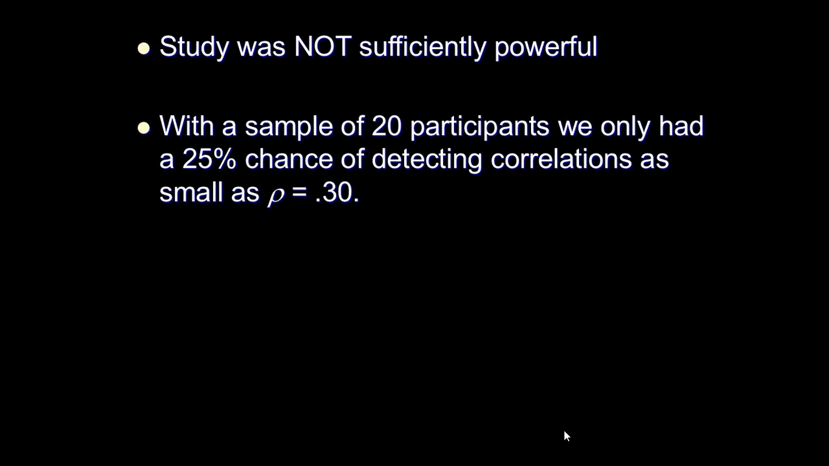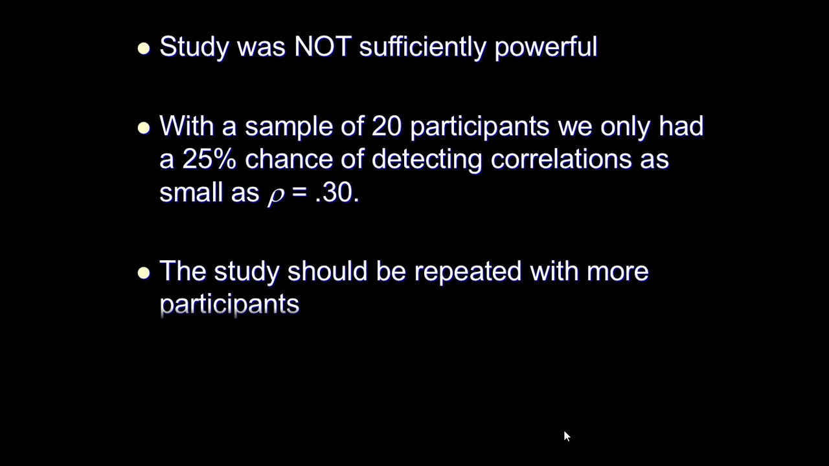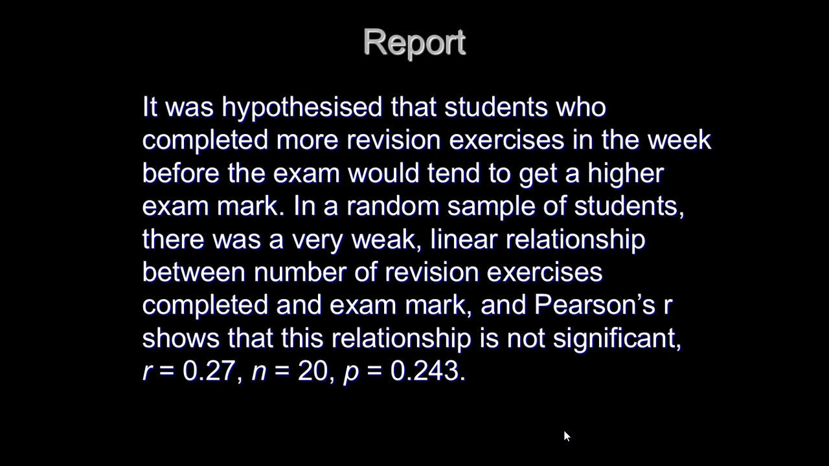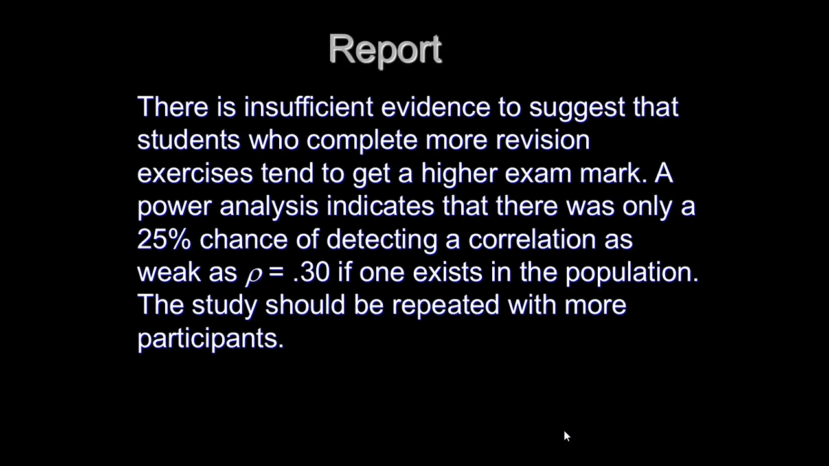So what does this tell us? This tells us that the study was not sufficiently powerful. With a sample of 20 participants, we had only a 25% chance of detecting correlations as small as 0.3. So the study should be repeated with more participants. Again, you write your report as usual, and then you say there is insufficient evidence to suggest that students who complete more revision exercises tend to get a higher exam mark. A power analysis indicates that there was only a 25% chance of detecting a correlation as weak as 0.3 if one exists in the population, so the study should be repeated with more participants.